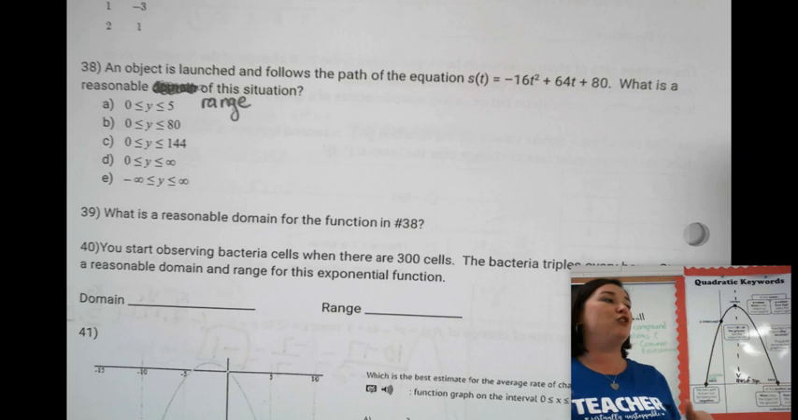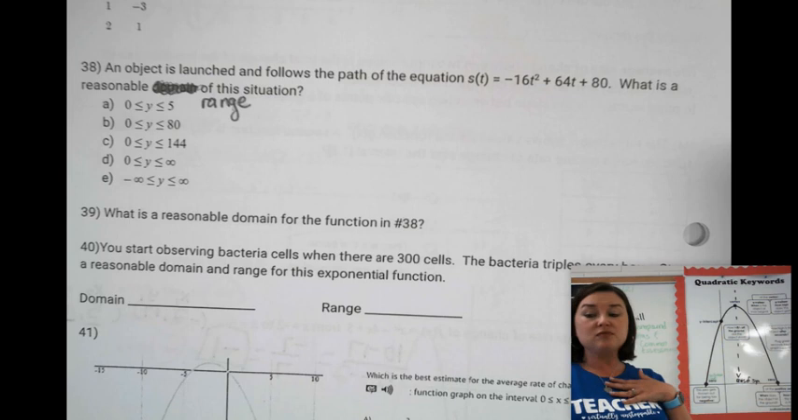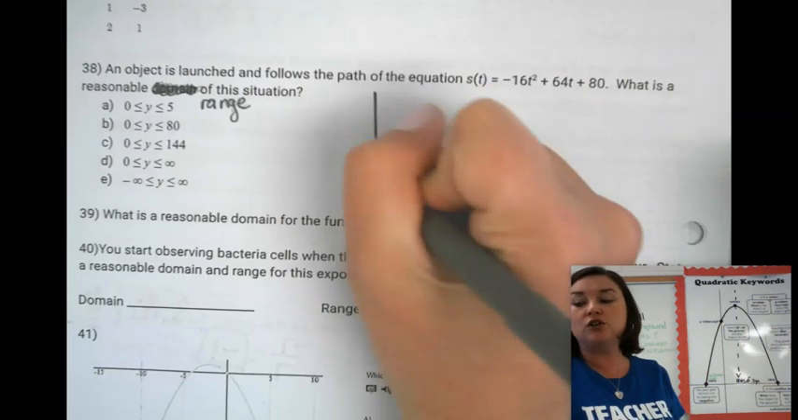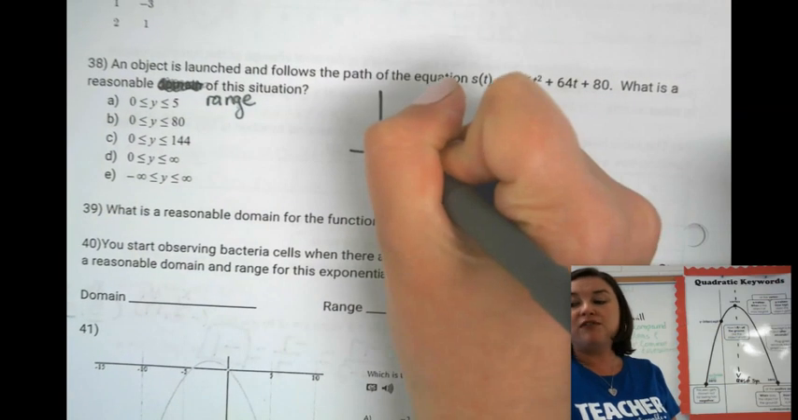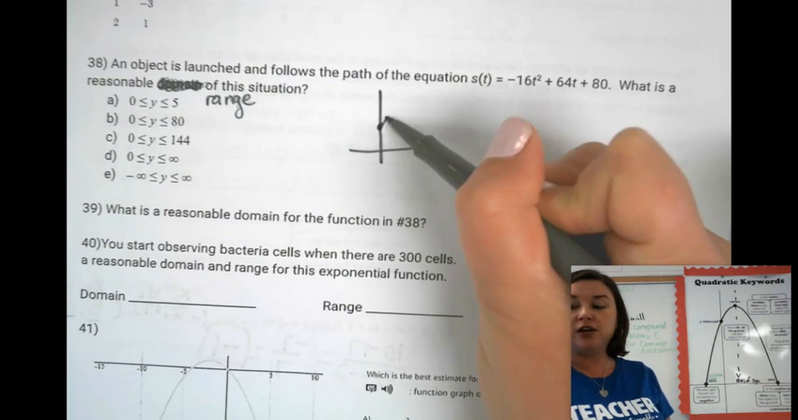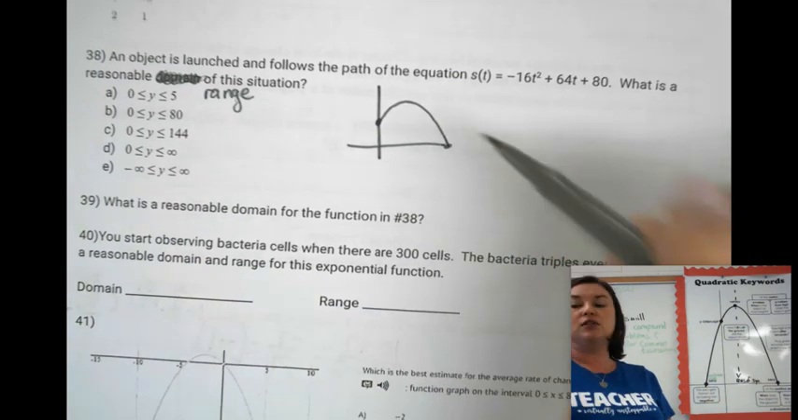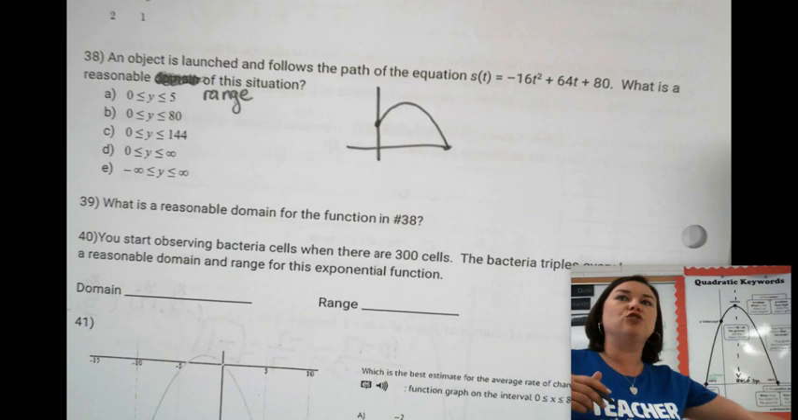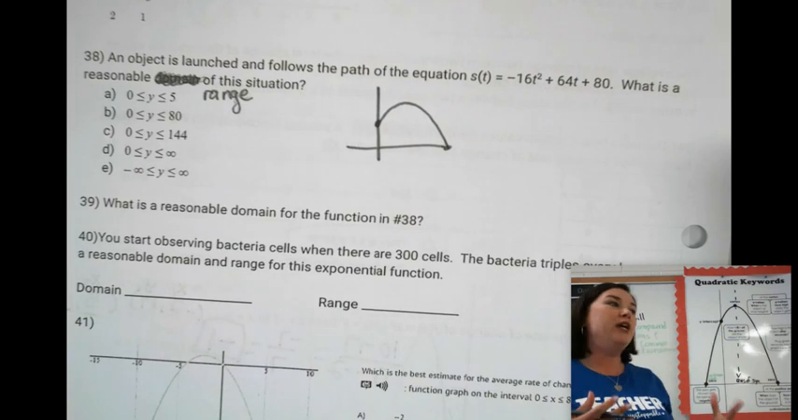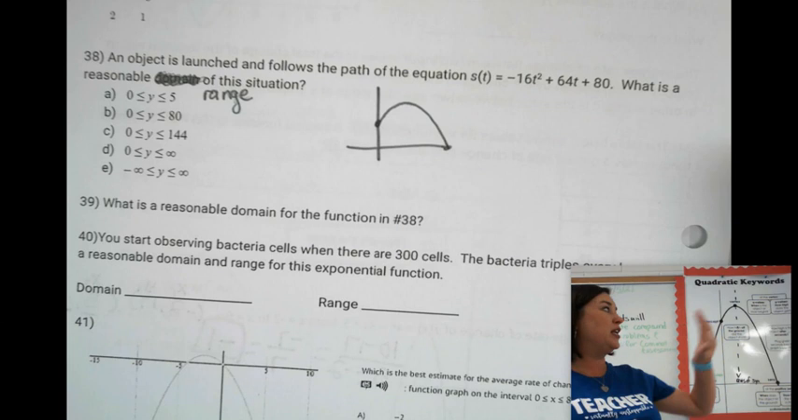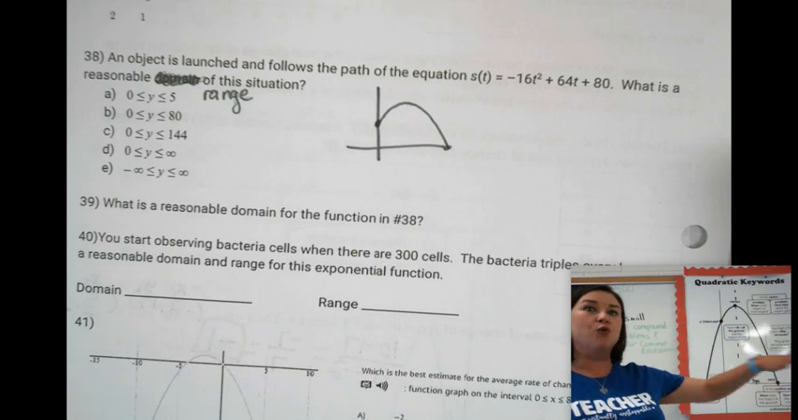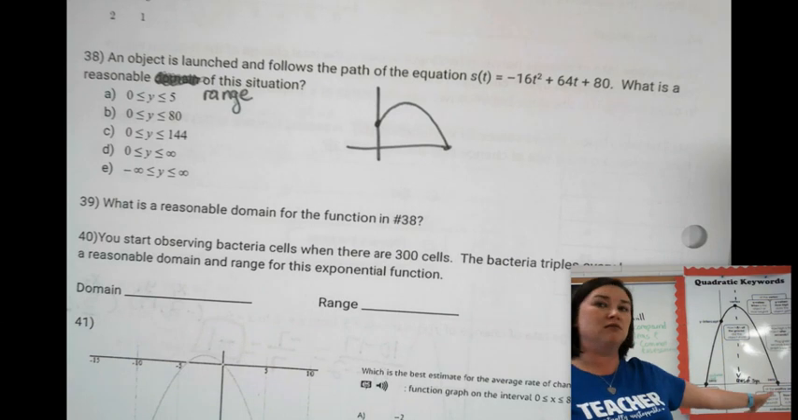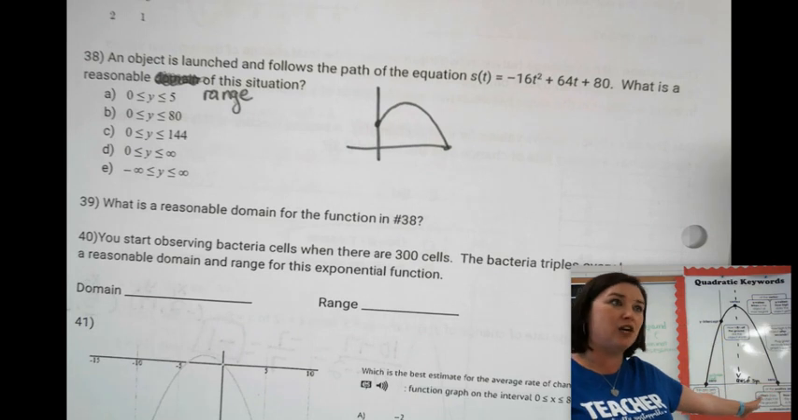Not of the whole graph. If you're looking at the whole graph, it's got arrows on the end, it's different. But we're talking about just this setting. So an object is launched and it follows this path. So just to show you what this is going to look like, and I'm going to put it in Desmos. But if it's launched, it starts here at time 0, it goes up, and then it goes down, right? We don't care what it does after it hits the ground because it's not going to drill a hole through the earth, right? So a reasonable domain for this situation is only the part that I've drawn here. We don't care about what the rest of the graph is doing. Does that make sense before I show you the graph in Desmos?